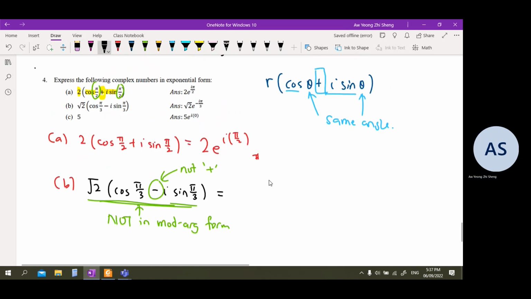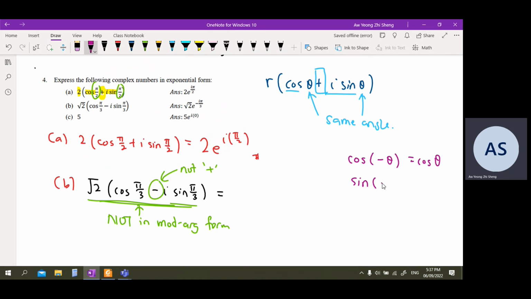So how to fix this problem? How to convert it into modulus argument form? And so you need to recall from trigonometry that cos of minus theta is the same as cos theta for whatever value of theta. And sine of negative theta is the same as negative sine theta.